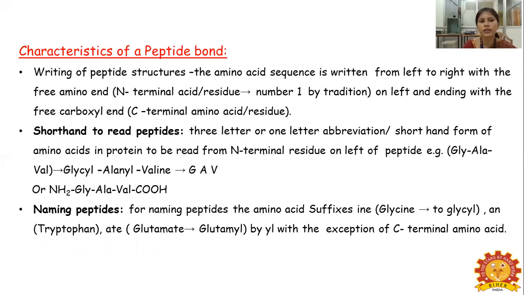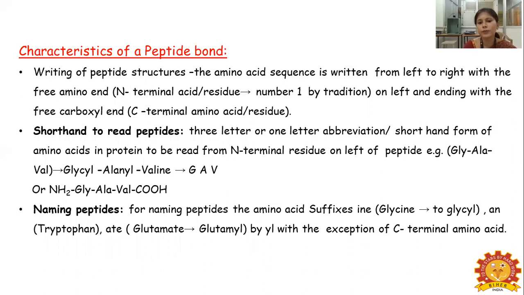So the shorthand to read peptides, how will we designate them? There are 3-letter or 1-letter abbreviations for all the amino acids, and the shorthand form of the amino acids in a protein is read from the N-terminal residue on the left-hand side of the peptide. Suppose you have glycine, alanine and valine, so we will have GAV. G denotes that it is attached with the NH2 group, and V is attached with the COOH group.